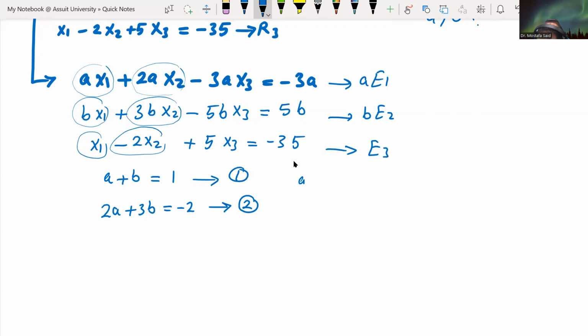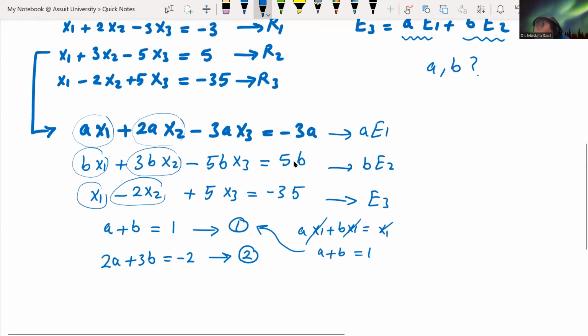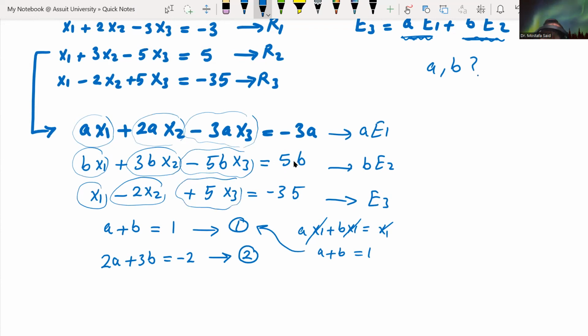Somebody will say we should write A x1 plus B x1 equal to x1. That's fine, my friend, just divide by x1 and it will be A plus B equal to 1. That's why we just look at the constant in front of the variable. Now again, according to E3 equals A E1 plus B E2, when we add the term that contains x3 plus that term here, that should give us that one. So minus 3A minus 5B should be equal to 5. That's the third equation.